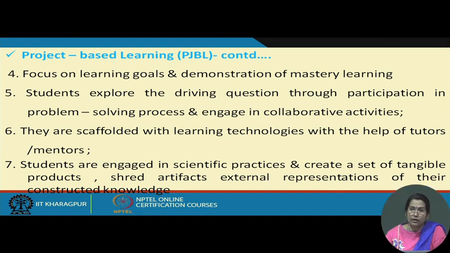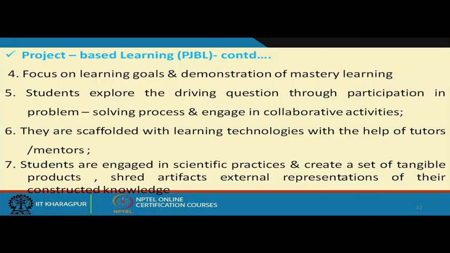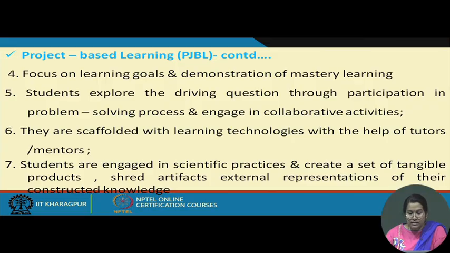whatever they have developed. Maybe they have developed some model, maybe some software, maybe some kind of gadget. So, they exhibit it, they show it off. They share the products and the artifacts, external representations of their constructive knowledge. How they have accumulated knowledge, how they have gathered experience, how they have conceptualized, how they have developed this comprehensive model or artifact, they exhibit it, they demonstrate it.